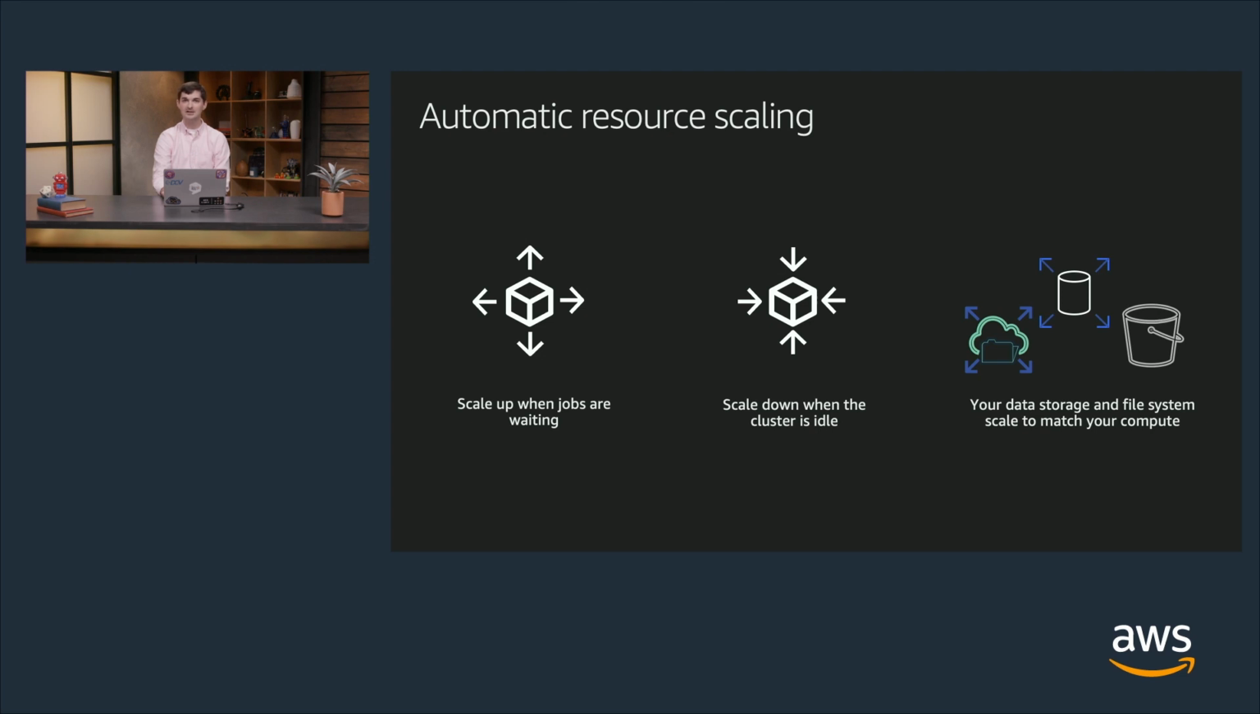This elasticity applies to your data storage and file systems shared across your computing clusters as well. With the virtually unlimited infrastructure in AWS, you can bring even your largest data to AWS and use it in a performant and cost-effective way for HPC.